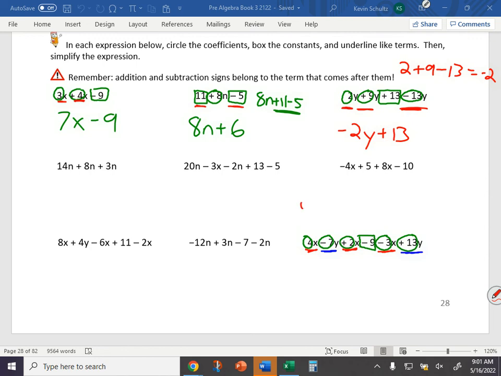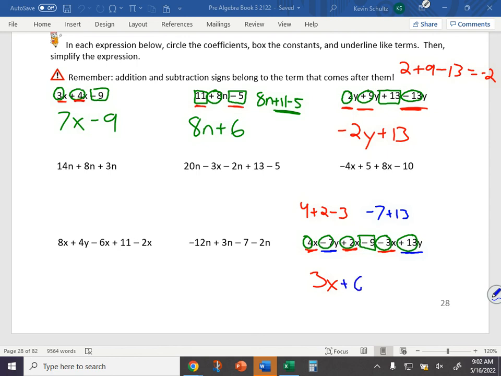So now when we look at how many x's we have, I've got 4 of them. I'm gaining 2 of them. And then I'm losing 3 of them. How many x's do I have in all? 3. 4 plus 2 is 6, minus 3 is 3, right? So 3x. Now I go to my y's. I start with -7. Remember that sign belongs to it. So it's not going to be 20y. It's not 7 plus 13. It's -7 plus 13, which equals what? 6. Positive 6, right?